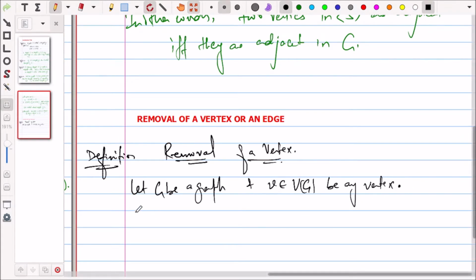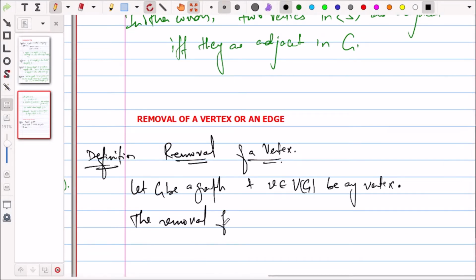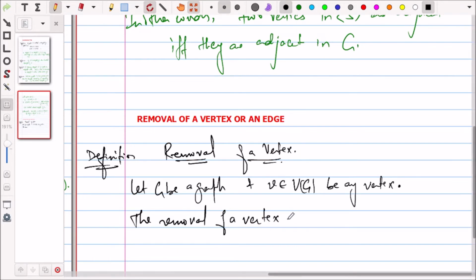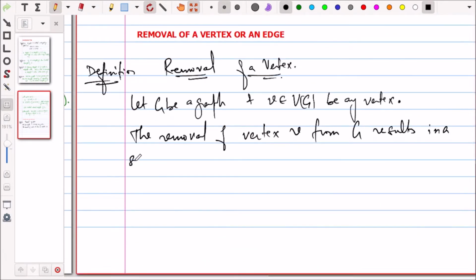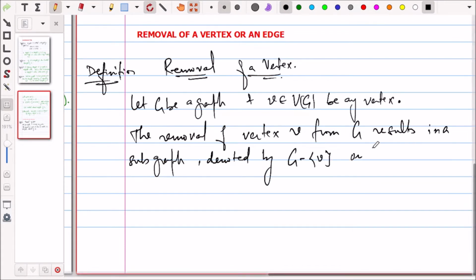Then the removal of vertex v from G results in a subgraph denoted by G minus v. Sometimes we can put brackets, sometimes we don't need to; it depends on our convenience. So it results in a subgraph denoted by G minus v.